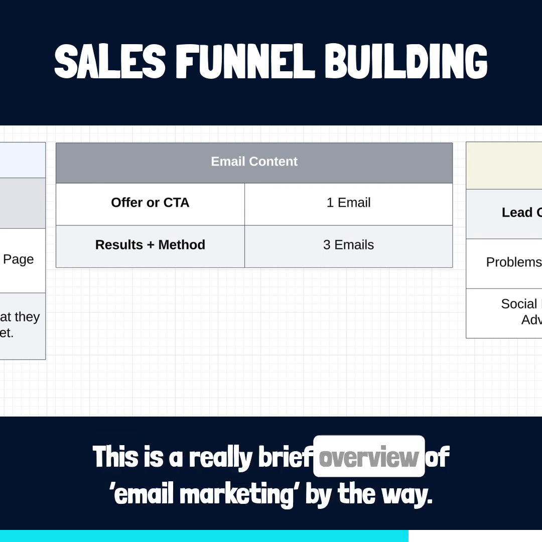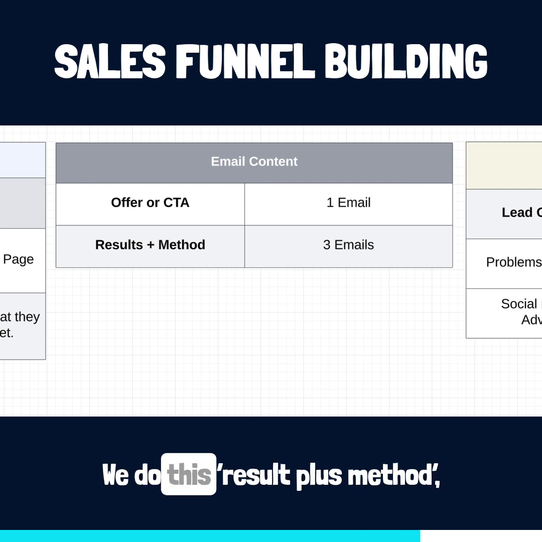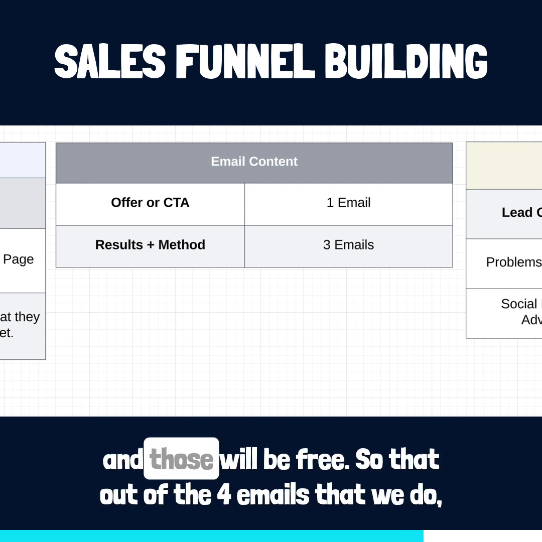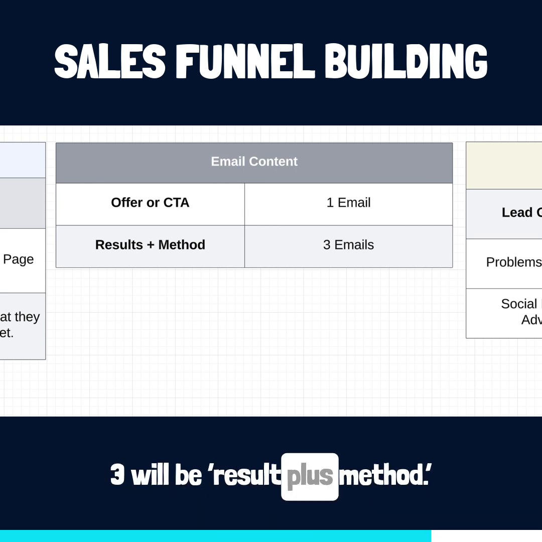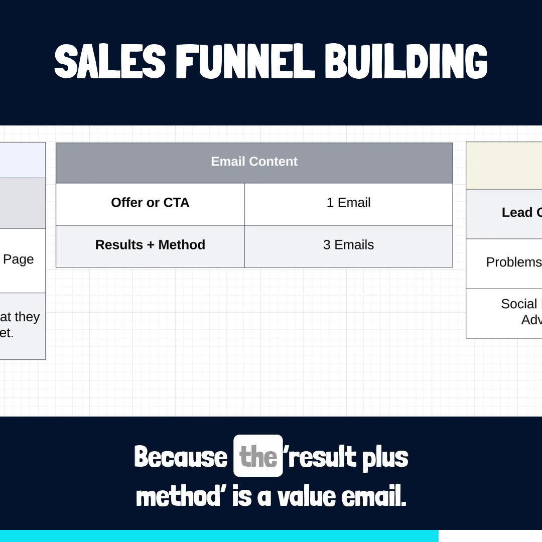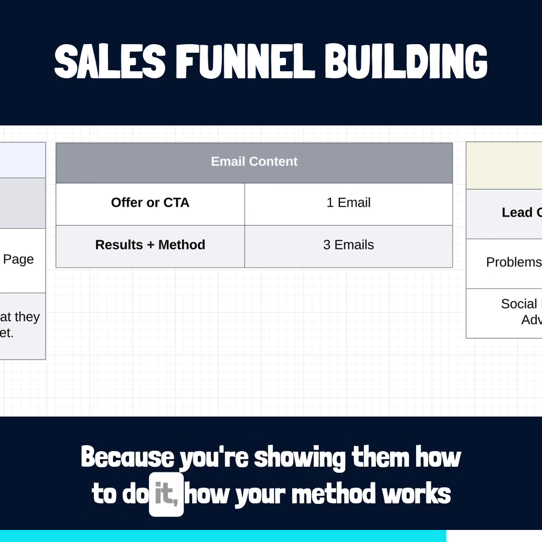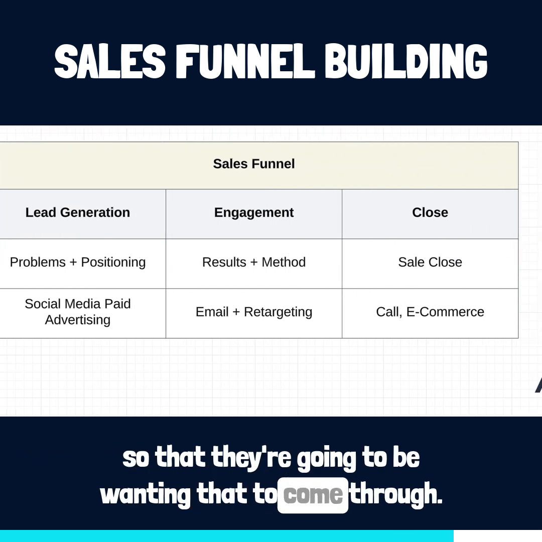This is a really brief overview of email marketing, by the way. I do a whole course on this. Email is actually quite big. Then we did do result plus method, and those will be 3. So out of the 4 emails we do, 3 will be result plus method, 1 will be the offer. Because obviously the result plus method is a value email, because you're showing them how your method works. So they're going to be wanting that to come through.